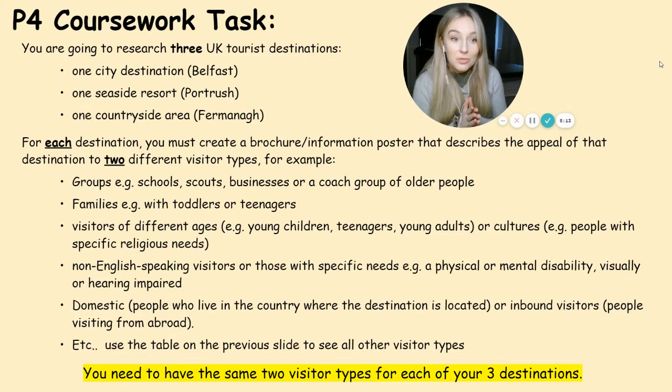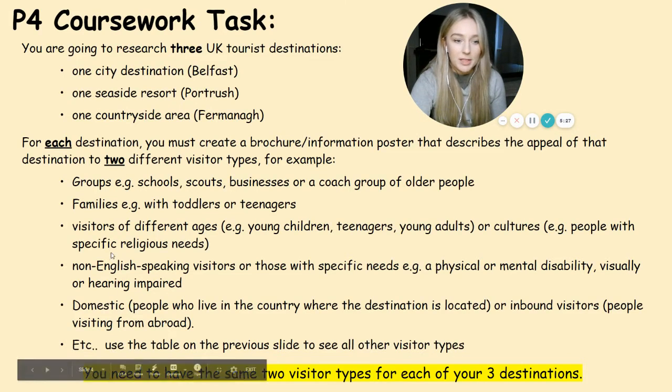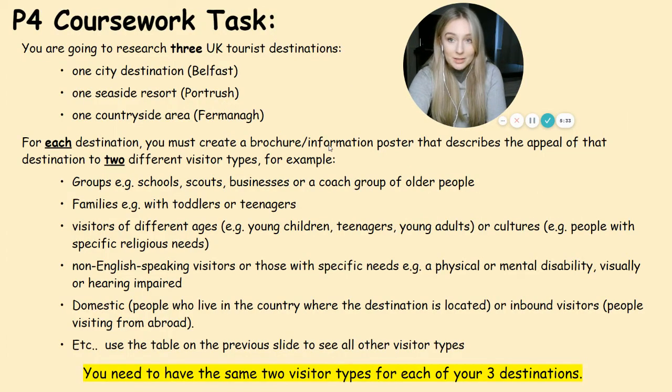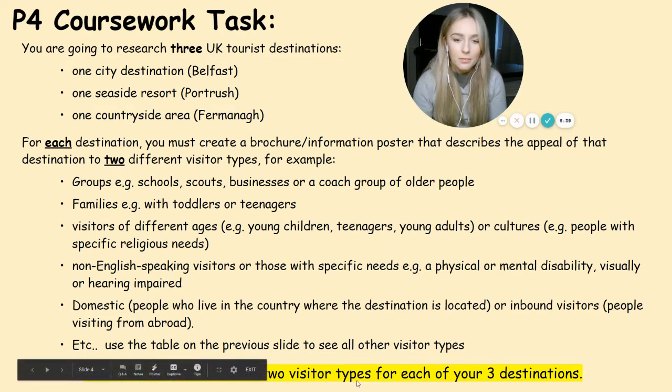So for each of those destinations, you must create a brochure or information posters that describe the appeal of that destination to 2 different types of visitors. For example, and I've given you more visitor types here, but this is essentially just the same information as this blue table. You have a choice. You can choose your visitor types. You need to choose 2, and I've said that at the bottom.